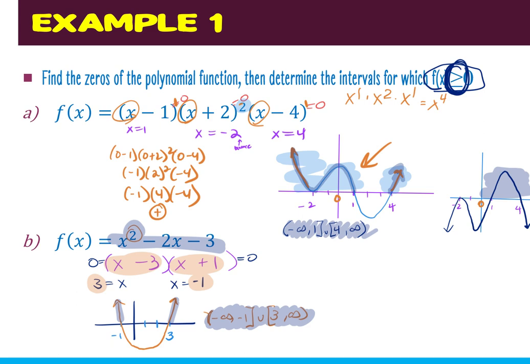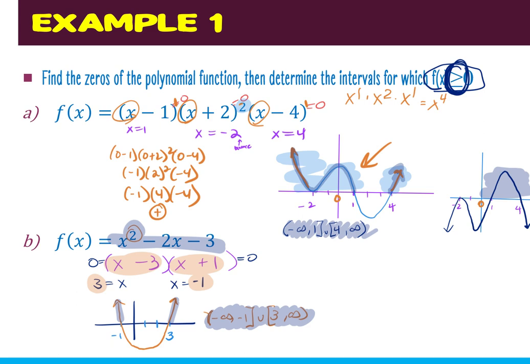The multiplicity determines the bouncing and the crossing through. The degree determines the end behavior. Where do your arrows go at the end? Danielle, you know that it's not an N shape because the x squared is not a negative x squared? Correct. When would the arrow go down? If it was a negative x squared.